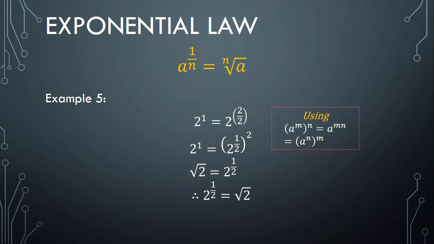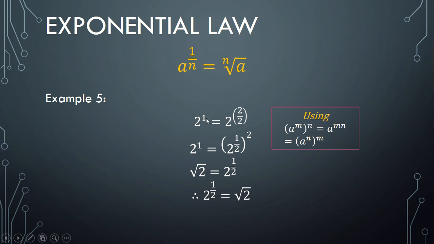Now the fifth exponential law says that if we have a to the power of 1 over n, this is equivalent to the nth root of a. So if the exponent is a fraction, the denominator represents the root of the base. So let's take a look at example 5.